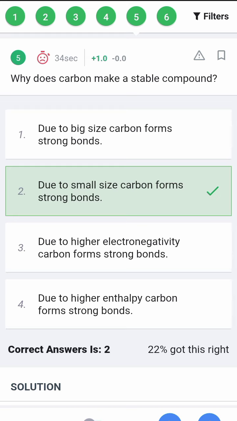Why does carbon make stable compounds? Due to big size carbon forms? No. A strong bond, so you have to bonds are smaller, not big. So due to small size, it forms strong bonds. Yes, second is the correct answer. Due to high electronegativity carbon forms a strong bond? No. Due to higher enthalpy carbon forms? Second is the more appropriate.